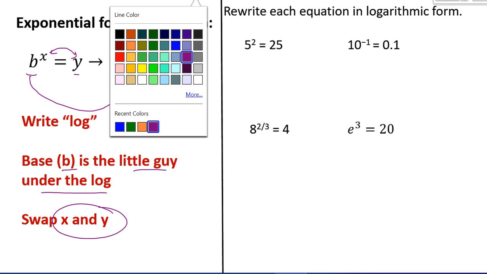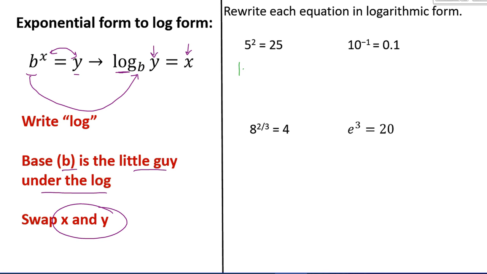Okay, rewrite each one in log form. Write the word log. This is the base, so I'm going to write a little 5 down there. And then 25 is alone, so he goes into the log, and 2 goes out of the log. And that's it. Okay, this one, write the word log. Base is 10, so I write a little 10. 0.1 is outside. Now it goes inside the log, and the -1 goes outside. Okay, even when there's fractions involved, it doesn't matter. You still just write the word log.